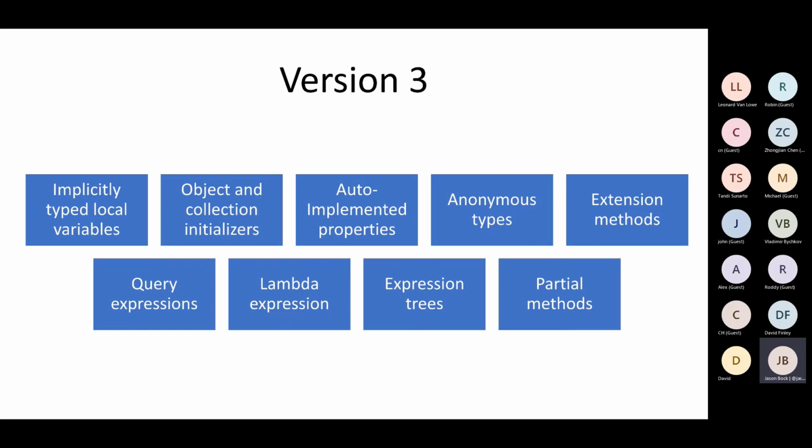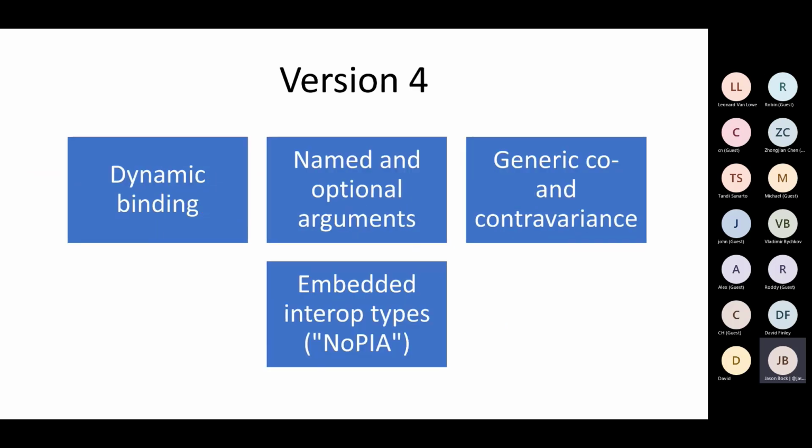The point is, all these things were added, again, to support LINQ, but you can use them separately in your code. Version 4 starts to get a little smaller, and some of these weren't really all that interesting. I don't think I've ever used the keyword dynamic in any code I've ever written in C#. So like generic co- and contravariance is actually helpful for library designers, but it's not something a lot of people use.